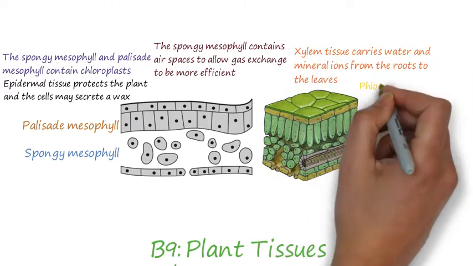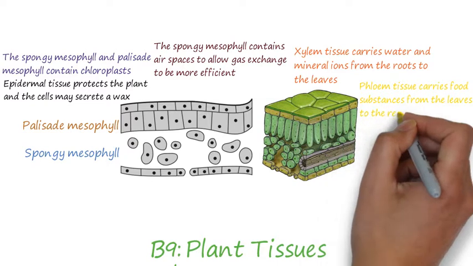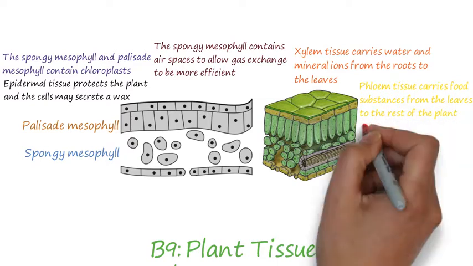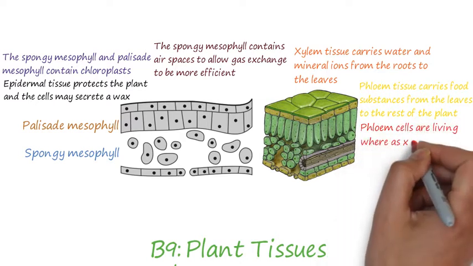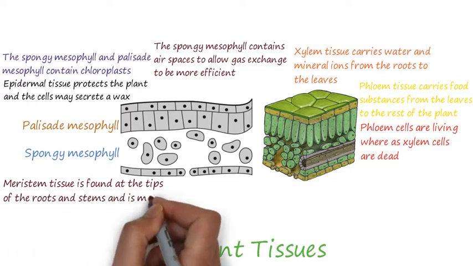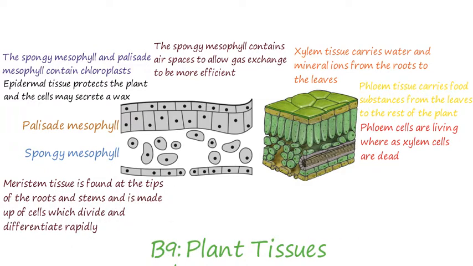Xylem tissue carries water and mineral ions from the roots to the leaves. The phloem tissue carries food substances produced in photosynthesis from the leaves to the rest of the plant. Phloem cells are living, whereas xylem cells are dead.